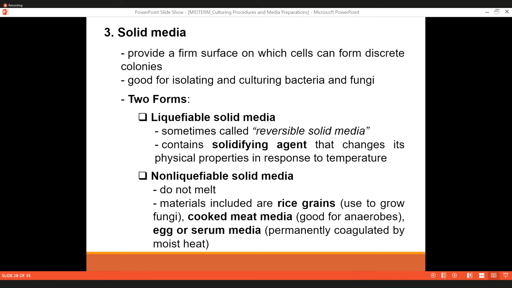Then we also have the non-liquefiable. So hindi ito pareha ni liquefiable class na reversible. So si non-liquefiable do not melt. At the same time, ang non-liquefiable class can be coming from different sources class. It could be from rice grains, cooked meat media, egg, or serum media.